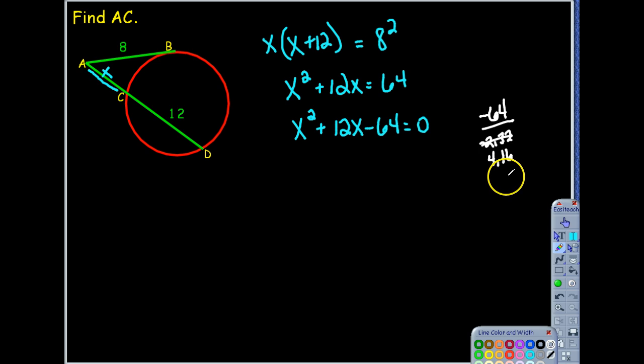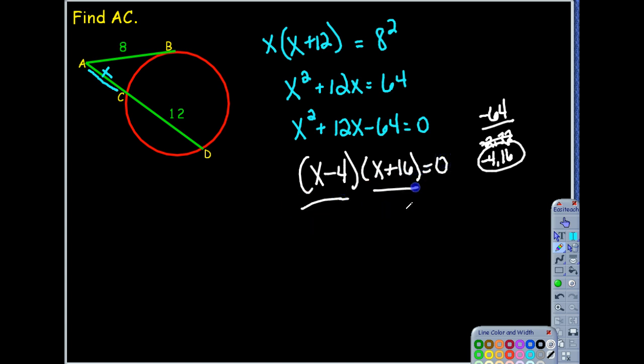If I make the 4 negative, because again, product has to be a negative here, I add those together, that's going to get 12. So that will be the factor pair that'll work. There will only be one factor pair that works. All right. So I'm going to go ahead and factor it. So it's going to be the quantity x minus 4 times the quantity x plus 16 equals 0. And then I just basically set each of those factors equal to 0.